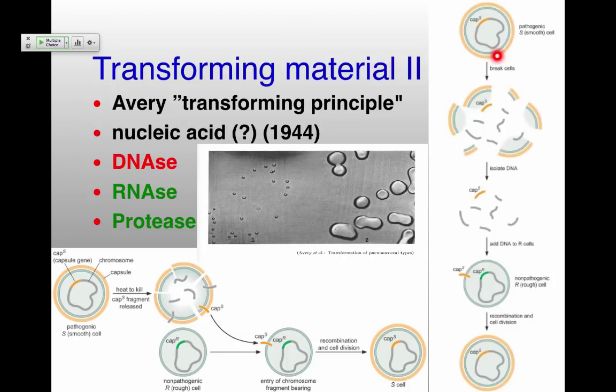What they found was that if you treated with RNase, the transforming principle was perfectly happy. You treat it with protease, the transforming principle is perfectly happy. What happens if you treat it with DNase? No more transforming principle. So that's all gone. So this was the evidence, again, in the 40s that DNA was the genetic material.